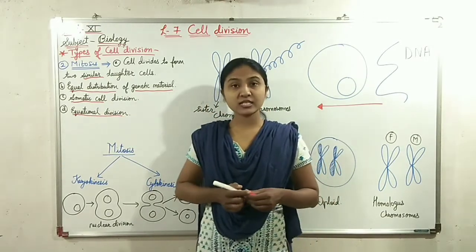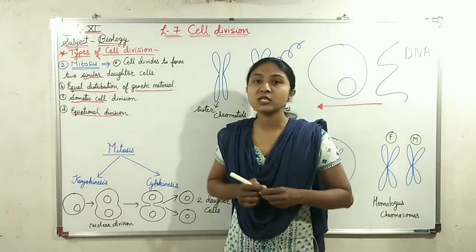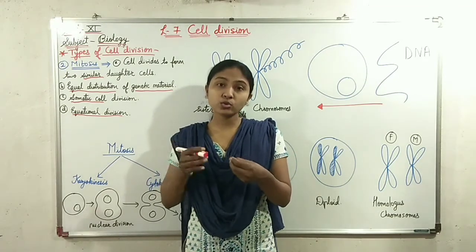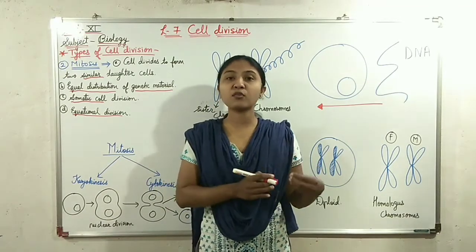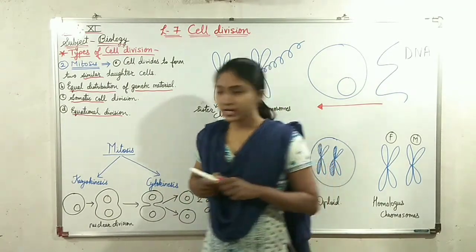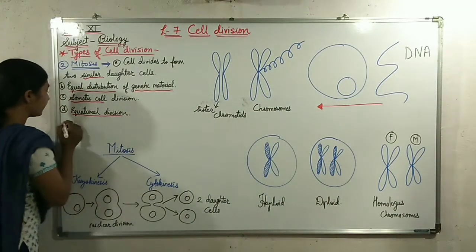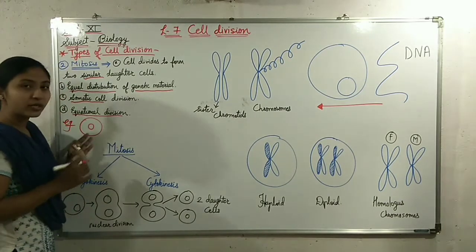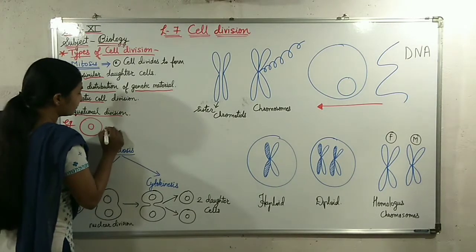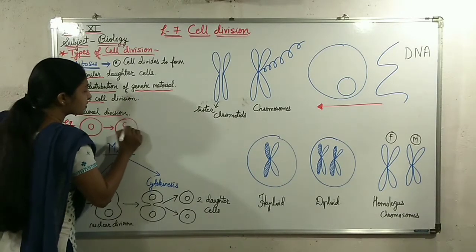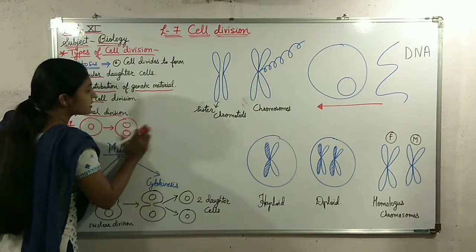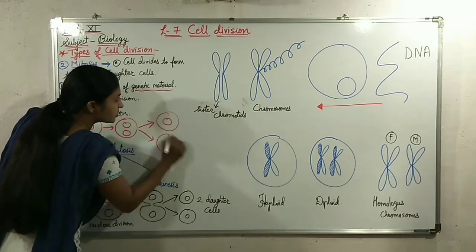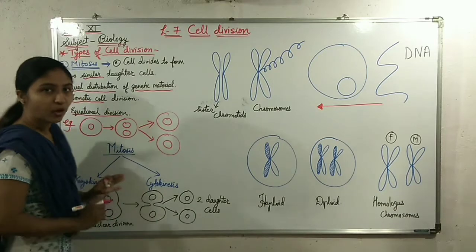Now, why is it called equational division? It is because when the daughter cells are formed, those two daughter cells have the same number of chromosomes as their parent. For example, suppose this is a parent cell, this is the nucleus. After the division, when the daughter cells are formed, these two daughter cells will have the same number of chromosomes.